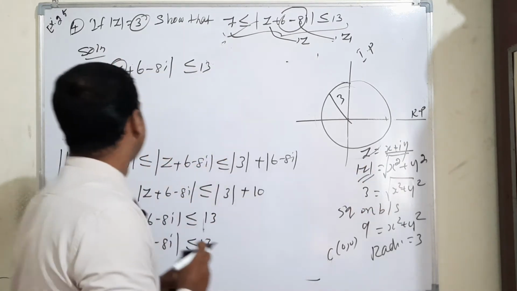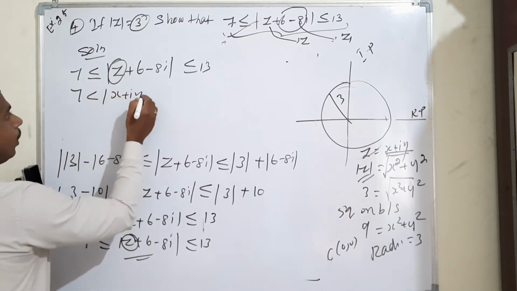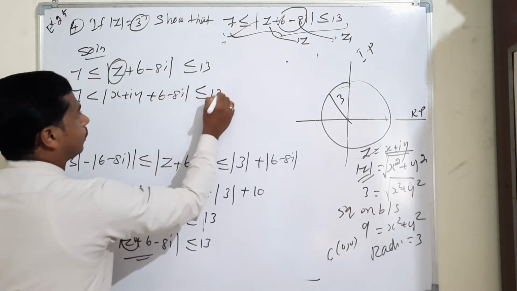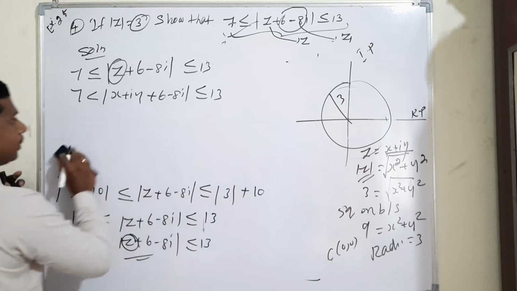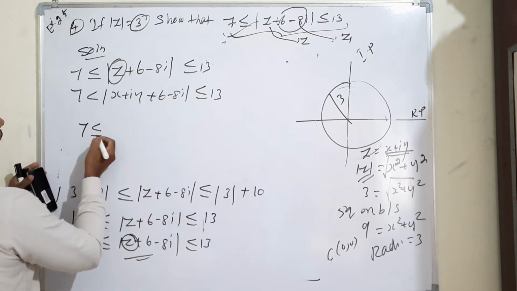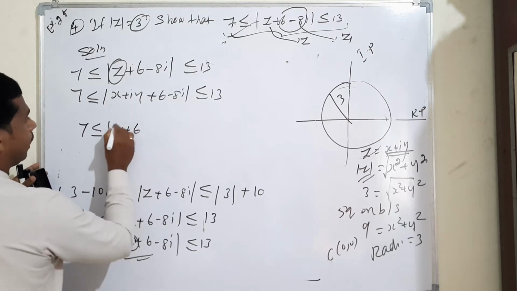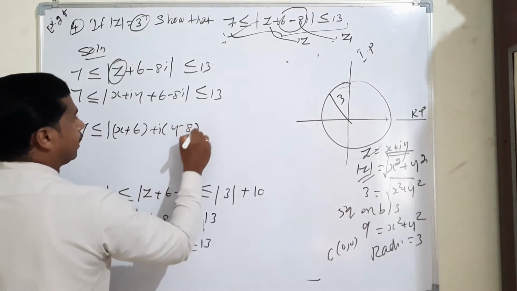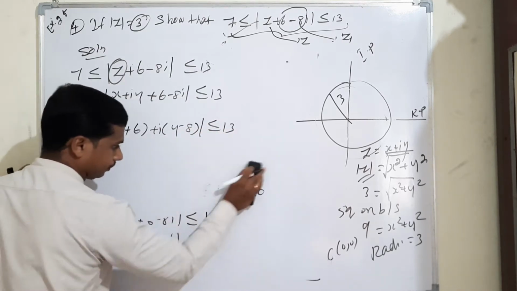Z is x plus iy. Again, 7 less than or equal to modulus of x plus iy plus 6 minus 8i, less than or equal to 13. So grouping the real and imaginary terms, what will happen? 7 less than or equal to modulus of (x plus 6), then plus i into (y minus 8), less than or equal to 13.